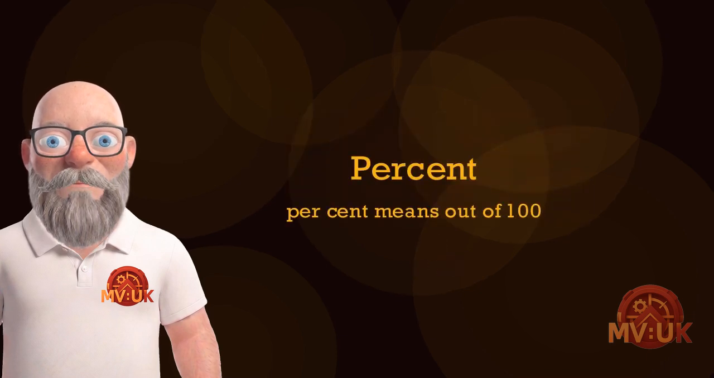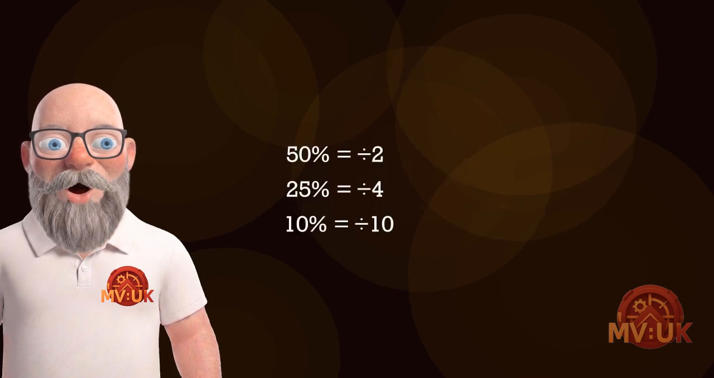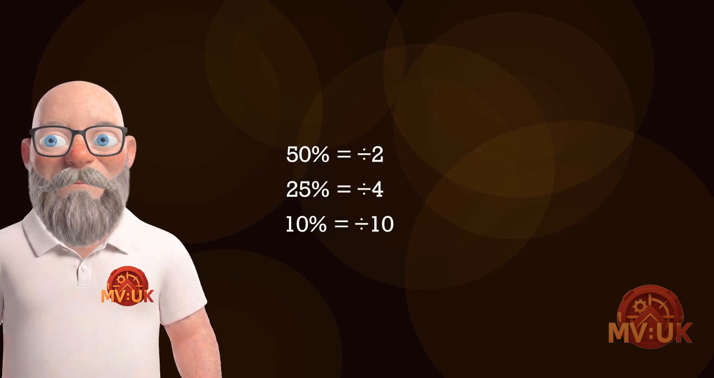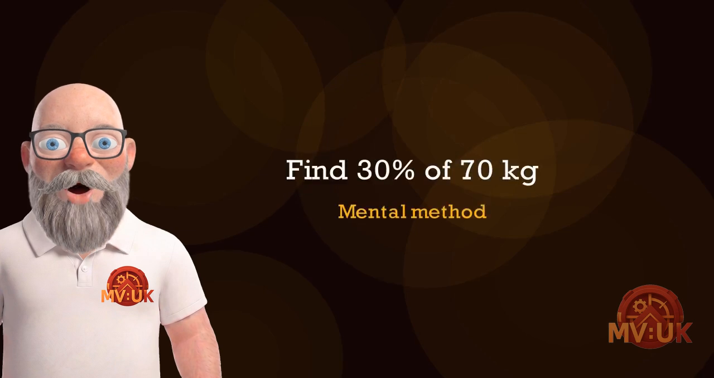Finally, step 3, percentages. Remember, percent just means out of 100. So, finding a percentage is just like finding a fraction where the denominator is 100. Let's use some handy mental methods. To find 50%, you simply halve the amount. For 25%, you halve it and halve it again. For 10%, you divide the amount by 10.